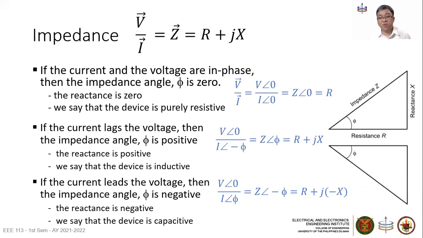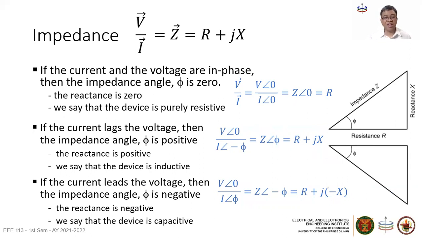Let's look at this impedance some more. As the ratio between the voltage and the current, the impedance angle is the angle between the voltage phasor and the current phasor. I think that's an important concept to remember. The impedance angle is the angle between the voltage and the current. For simplicity in this first case here, we always use V as our reference angle. That's our V angle 0 here.